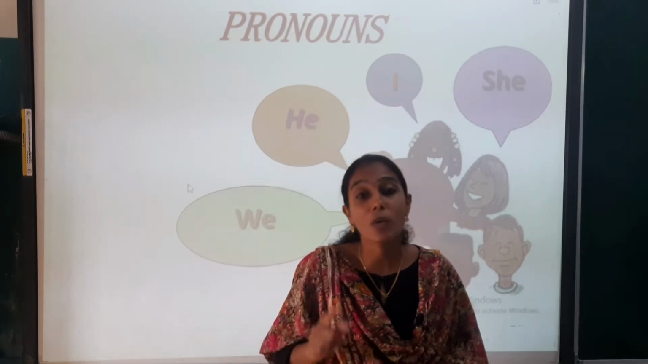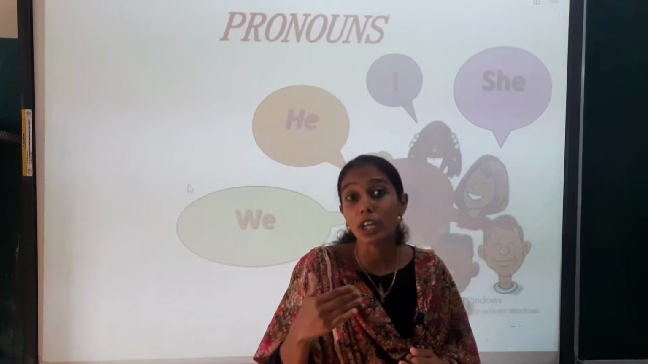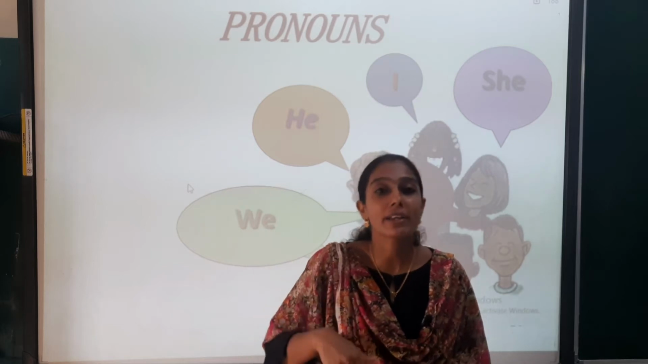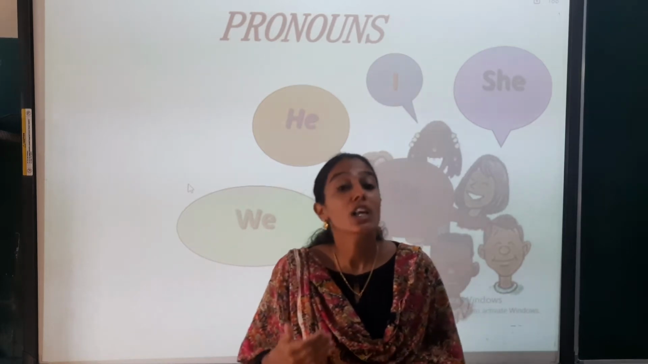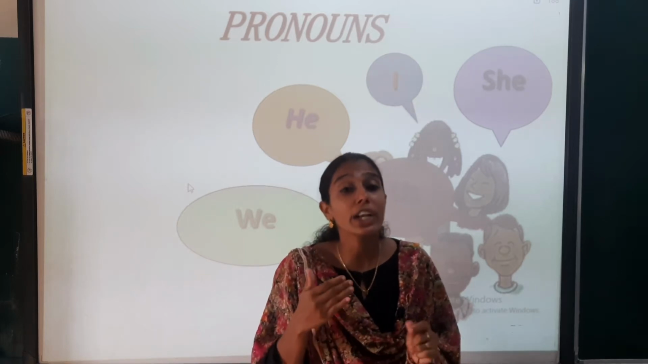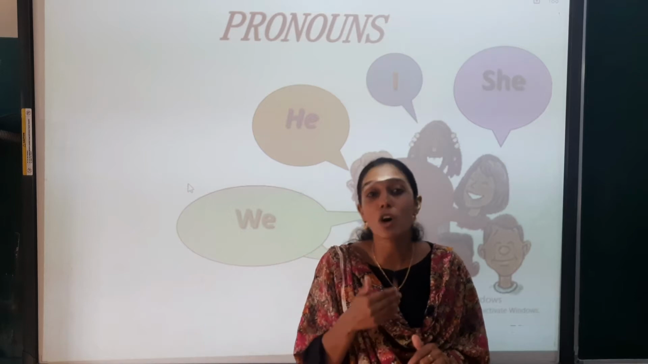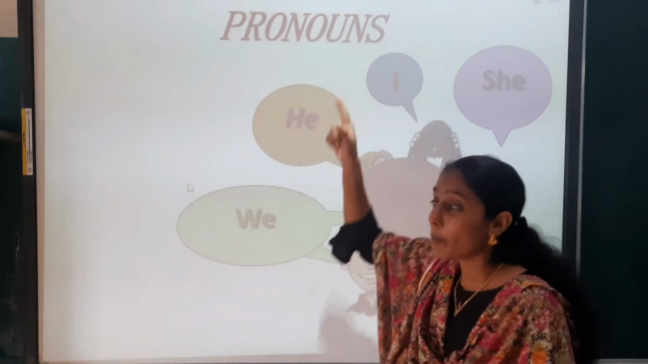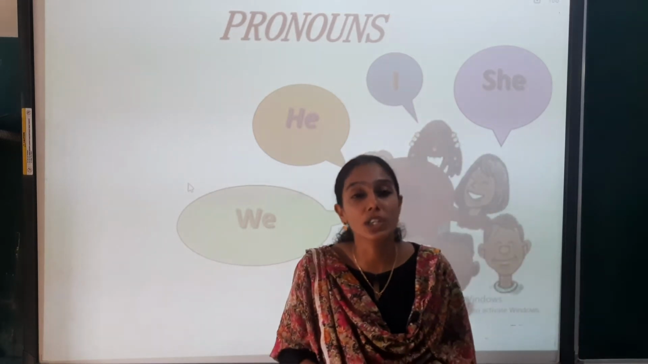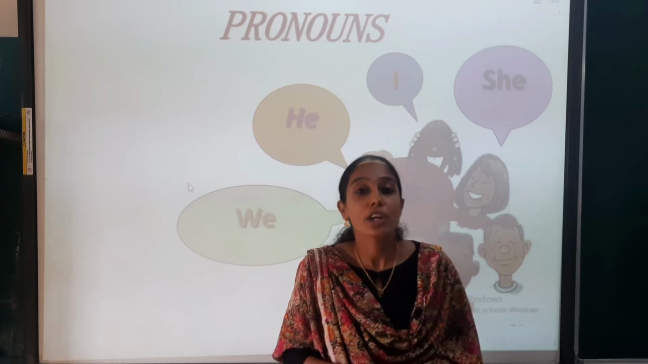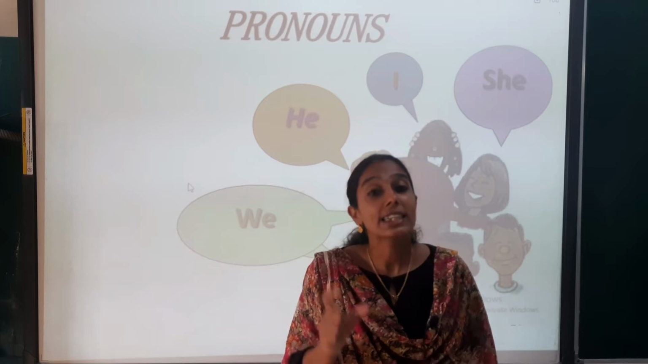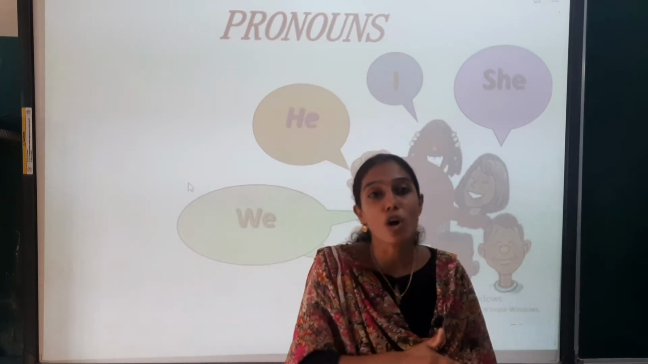Her parents. Now I won't say she. When I'm talking about a third person, I'm pointing out, I'll say her parents are business people. So children, did you get the difference? How, in order to avoid the repetition of the noun, I used a pronoun. So I, he, we, she, all these words are said to be pronouns.